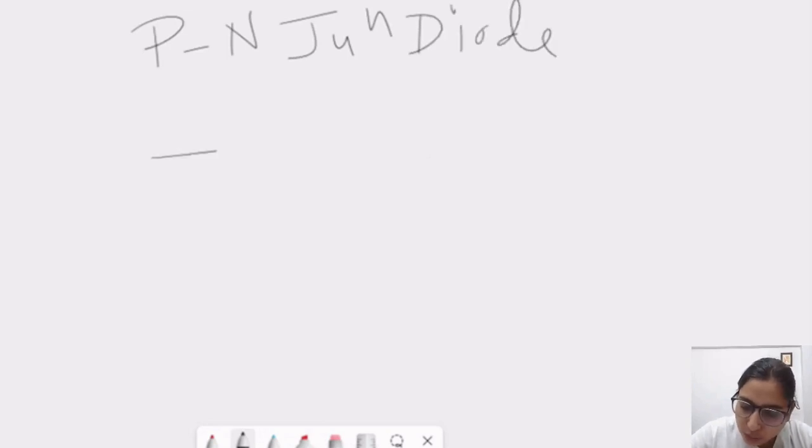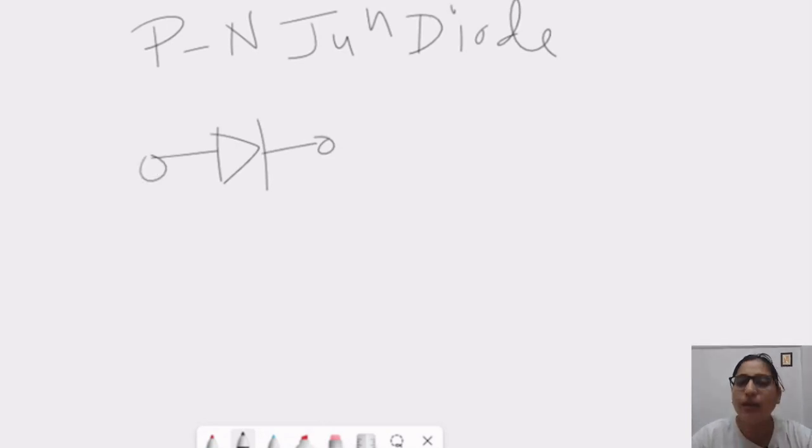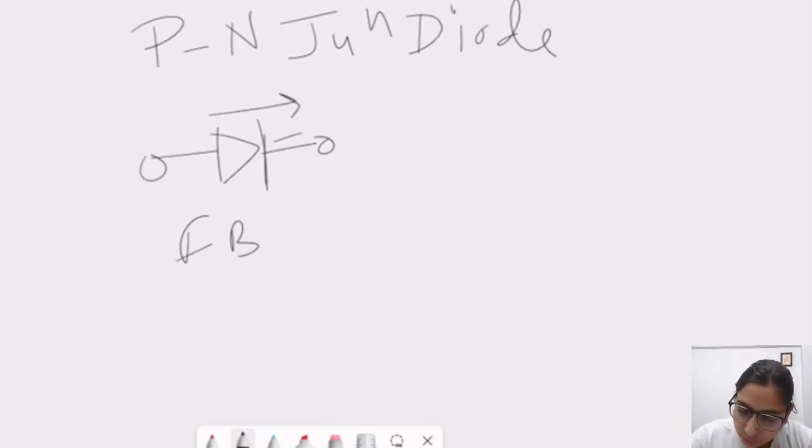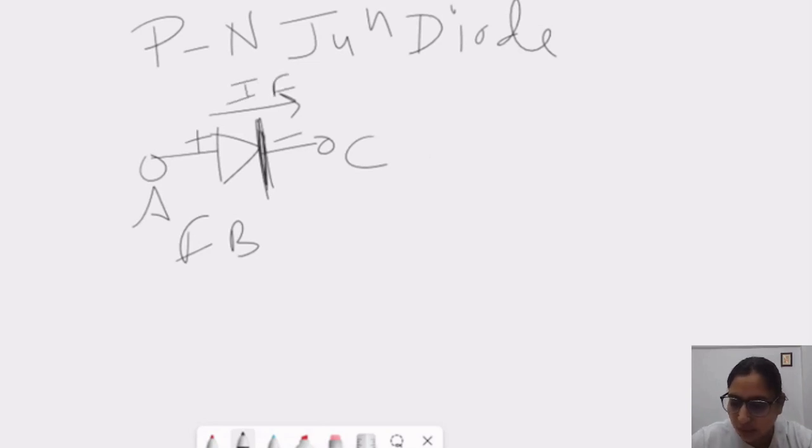Now, a diode is a two-terminal device which can conduct or allow current to flow in one direction, which is forward. So, the current always flows in one direction. This is our cathode terminal, which is negative. This side is negative, the cathode, and this side is positive, which is the anode. And this is our forward current, which only flows when we bias the diode for forward bias.